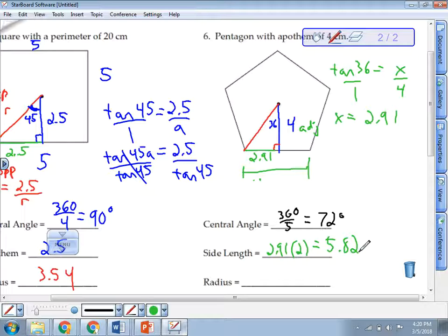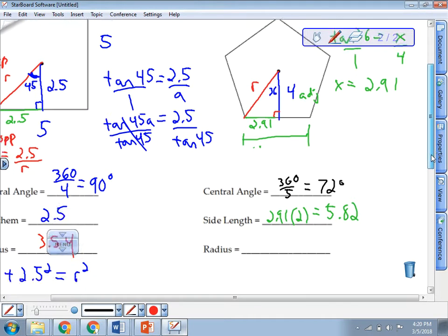And then to find the radius, which is right here, I would just do the Pythagorean theorem, because you know 2 of the 3 sides. So I would just do 4 squared, leg squared, plus 2.91 squared equals the radius squared. If you'd like to do the Pythagorean theorem, or another trig function, that works too. When you work that out, you should get 4.94. I know you guys are pretty good at the Pythagorean theorem, so I'm not going to work that out for you. But there you have finding the pieces of regular polygons, whether it's the central angle, apothem, a side length, or the radius.